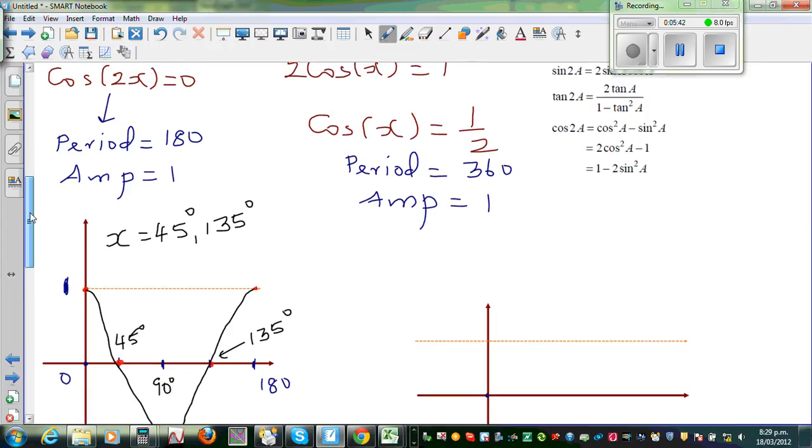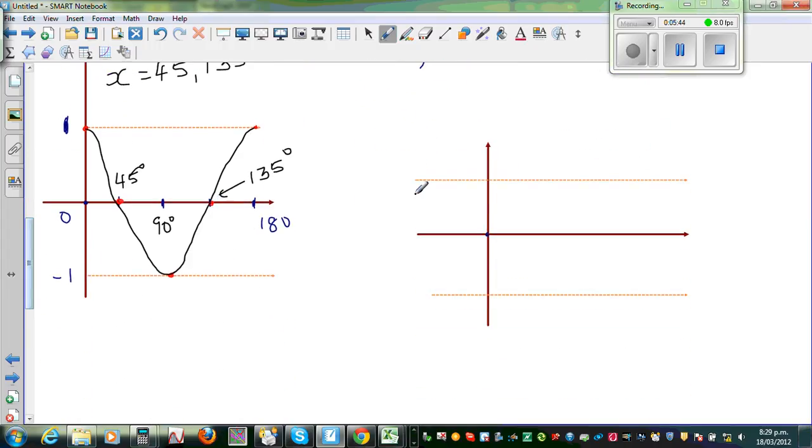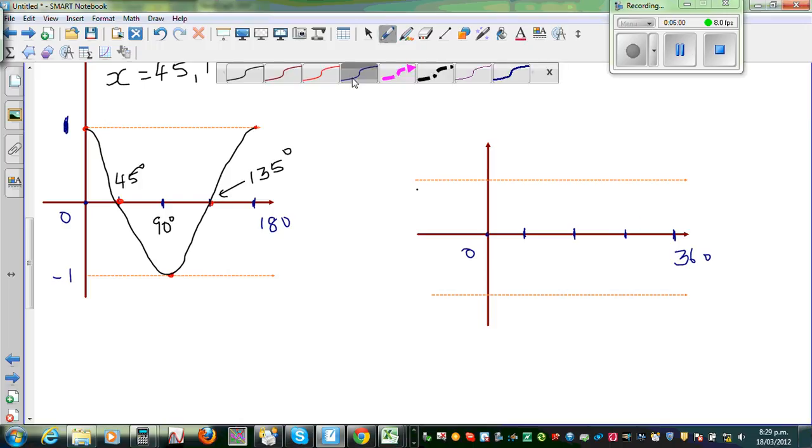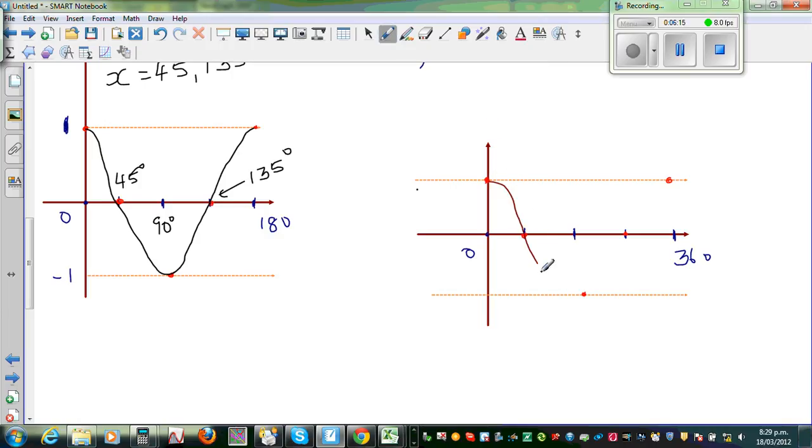Okay, now for cos x is equal to half, let us first graph it. First, this is maximum, so this is 0, and this is 360, with a period of 360. This is 180, this is 90, and this is 270. The cos graph starts at maximum, the only difference is the period is 360. We are drawing only one cycle here, so let me use a brown color. So this is your cos graph here.